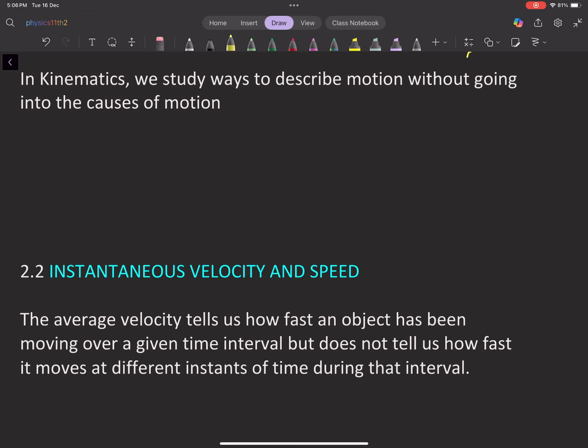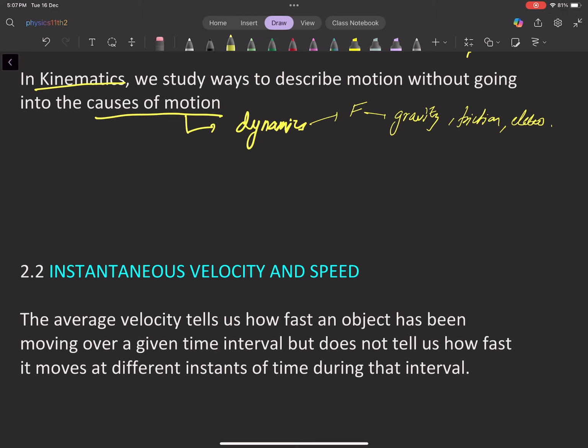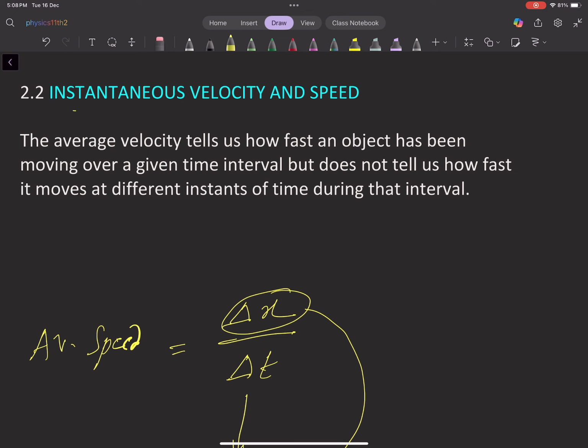Okay. So when you don't want to study the causes of motion, you have kinematics. And what do you call the study of motion where you consider the causes? That is called dynamics. The cause of motion can be force, and there are many types of force. It can be gravitational, frictional, or electrostatic, right? So in this chapter we will basically be dealing with kinematics. It means that we will only study the motion and not the causes of motion. So let us understand what is instantaneous velocity, average velocity, and speed.